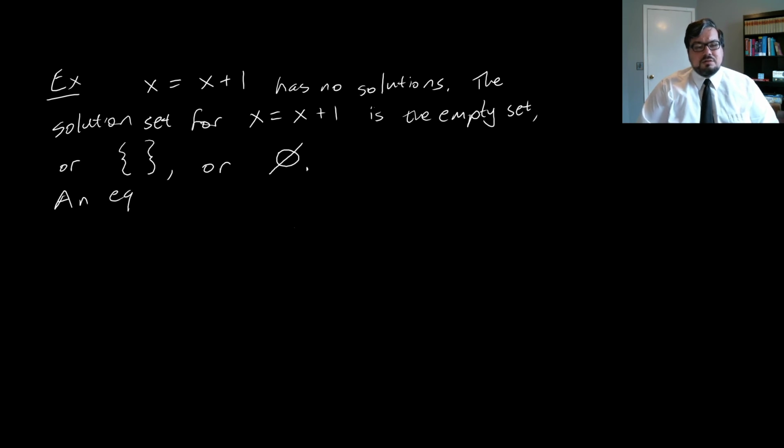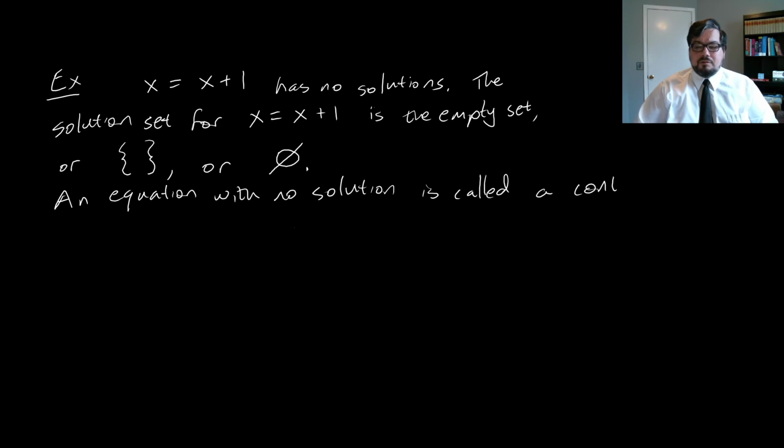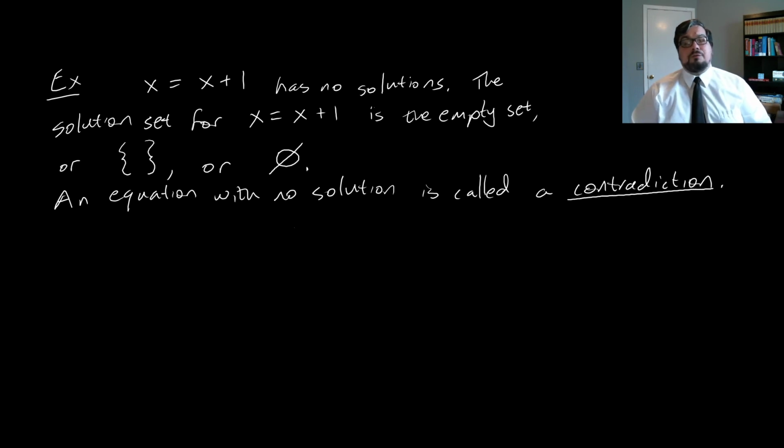An equation with no solution is called a contradiction. A contradiction, from logic, is a statement which is never true. A contradiction is something that under no circumstances, no matter what the values of the variable or anything, is ever true. So that's the term that we use to describe an equation which can never be true no matter what the values of the variables.